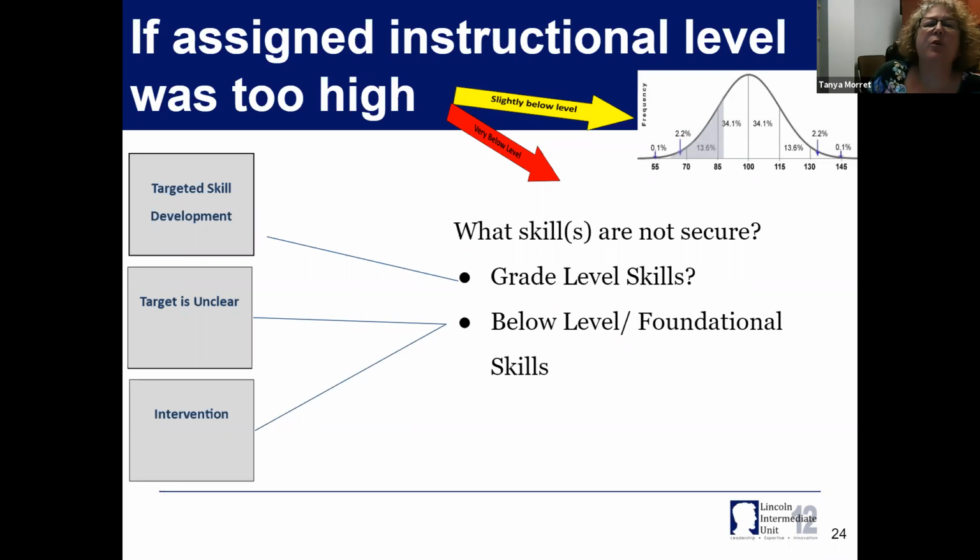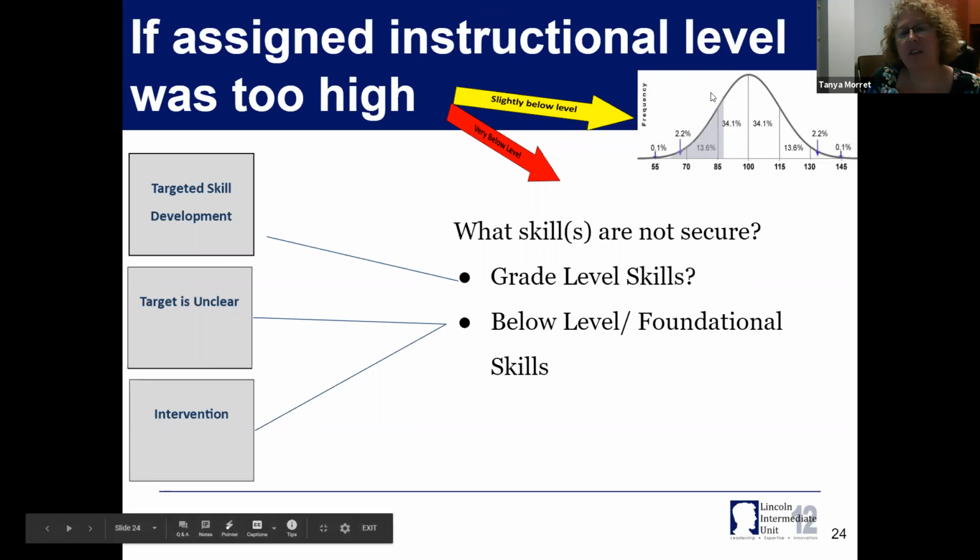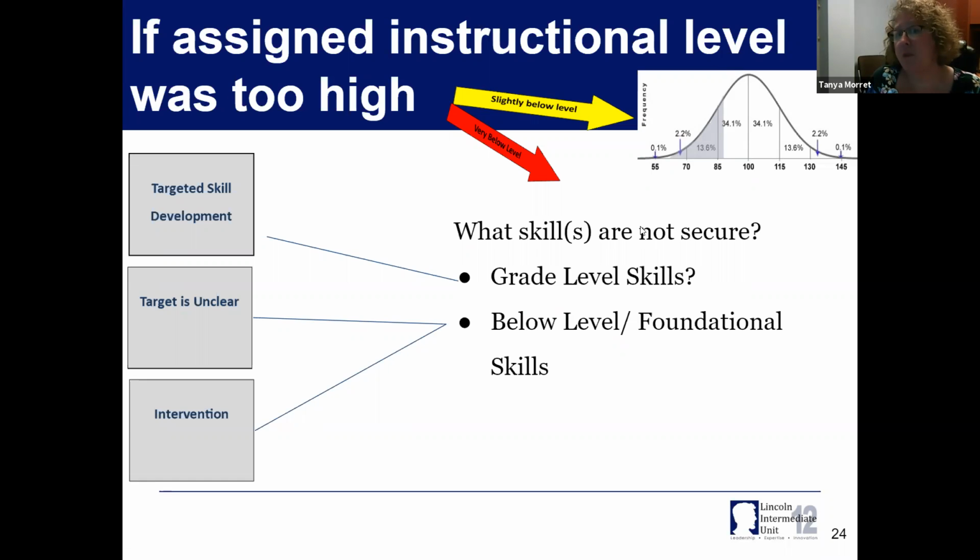Now let's move on to our group for whom the assigned instructional level is likely to be really high, right? So up here you can see this is our lower, these are our students who are evidencing performance that's much lower, maybe 1 to 2 standard deviations below. And so they might not only not have grade level skills secure, but they might actually have below level or even foundational skills that are not secure.